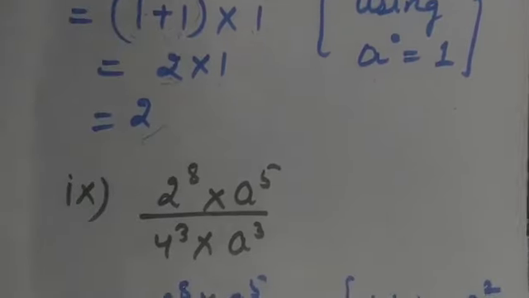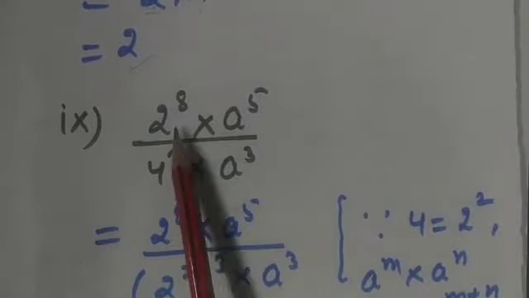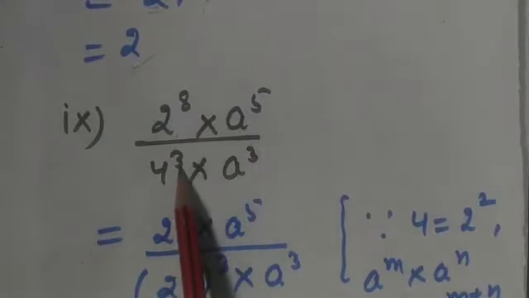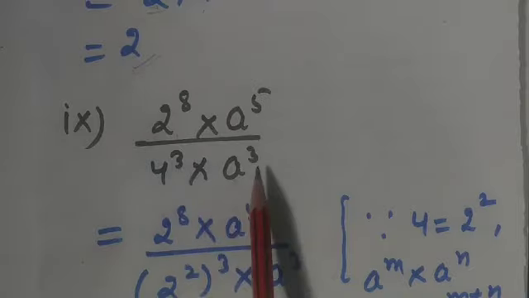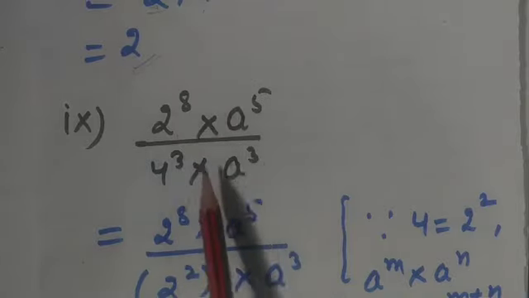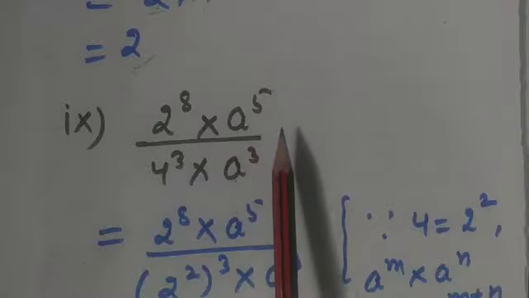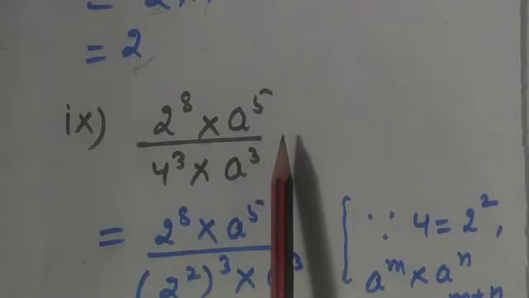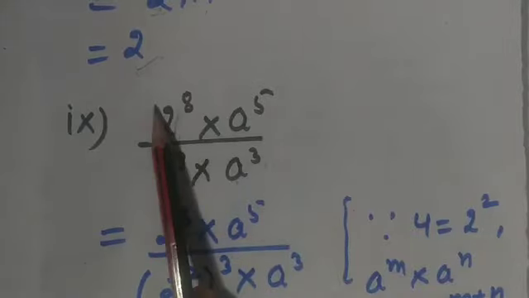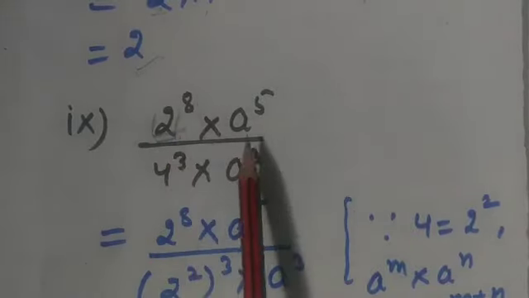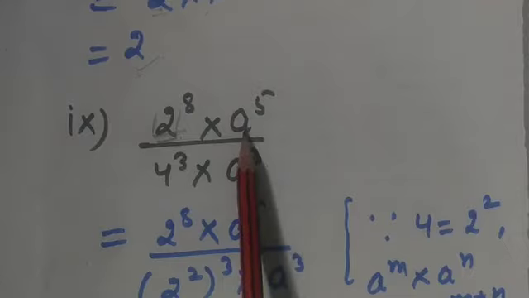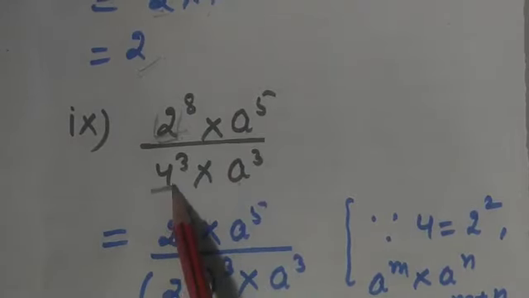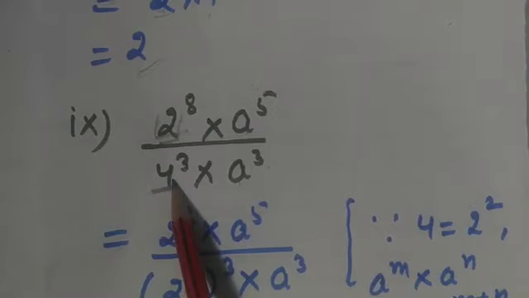Now come to the 9th part. 2 raised to the power 8 into a raised to the power 5 divided by 4 raised to the power 3 into a raised to the power 3. So how to simplify this? First thing you have to observe is that each number must be in powers of prime. This is already a prime number and this is in power. This we don't know, just leave it. Now this number is a composite number. We have to first convert it into powers of prime.